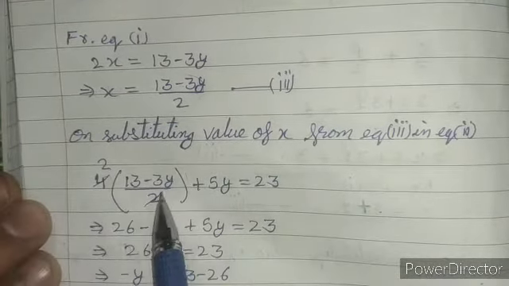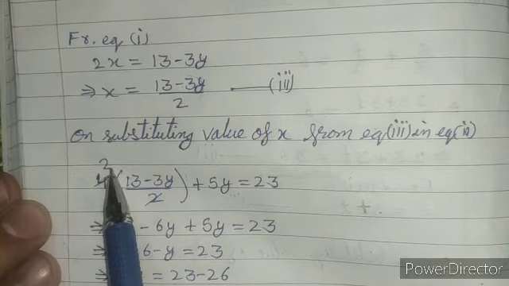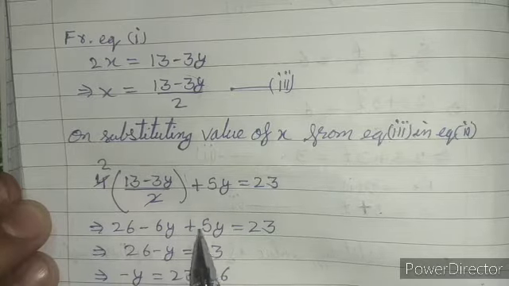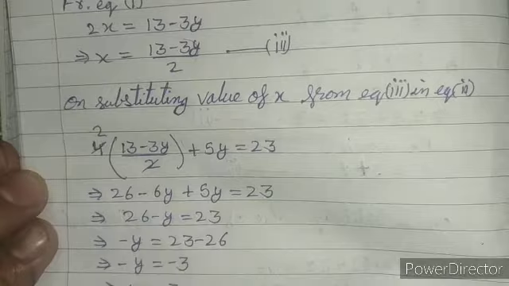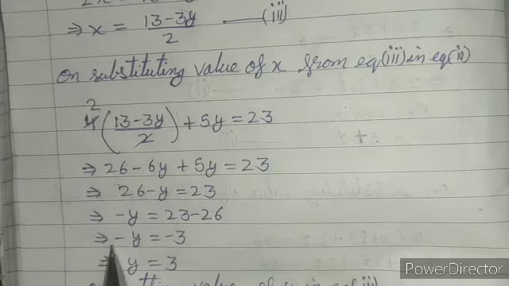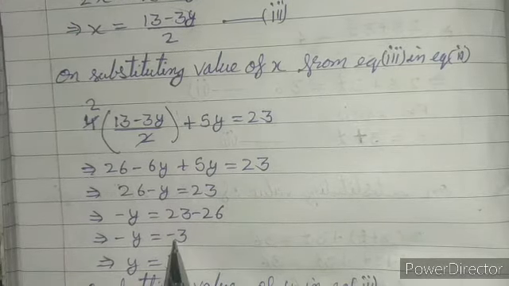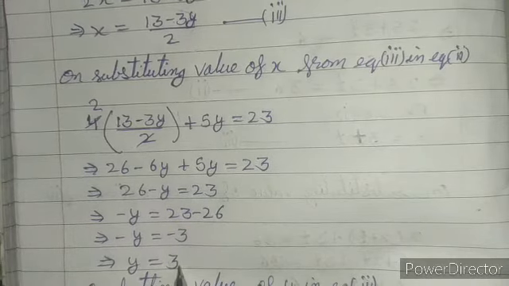Now this 2 will divide this 4 by 2, and that will give us 26 minus 6y plus 5y equal to 23. Now from this we are getting the value of y as 3. Here I am getting minus y equal to minus 3. So on multiplying both sides by minus 1, we will get y as 3. Now we have obtained the value of y.